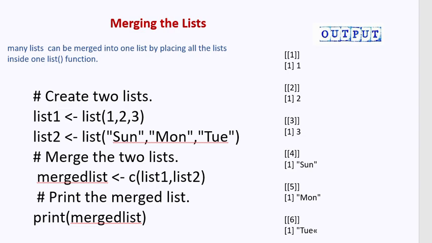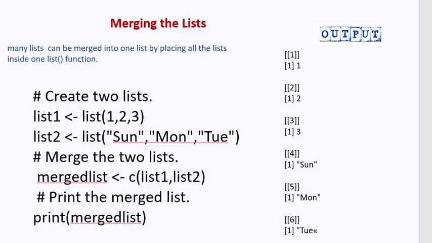Let me get into the next concept, merging lists. We can create n number of lists, and all those lists can be merged together with the help of the list function itself. We need not go with any other new functions in order to merge the complete set of data. Let me see a sample.